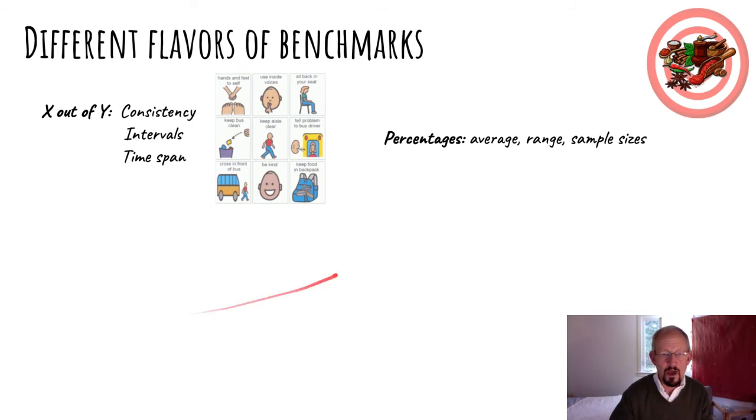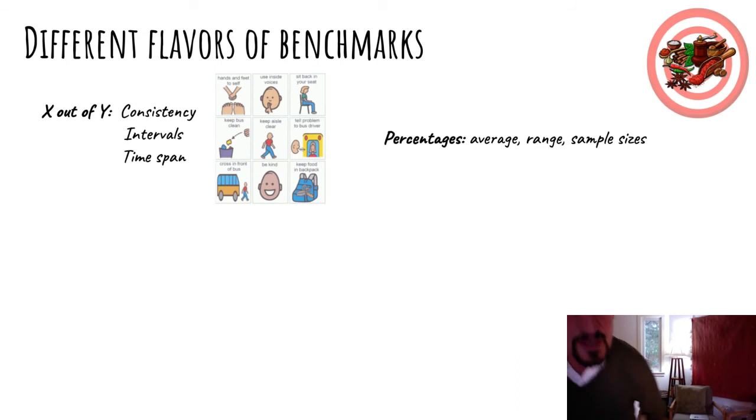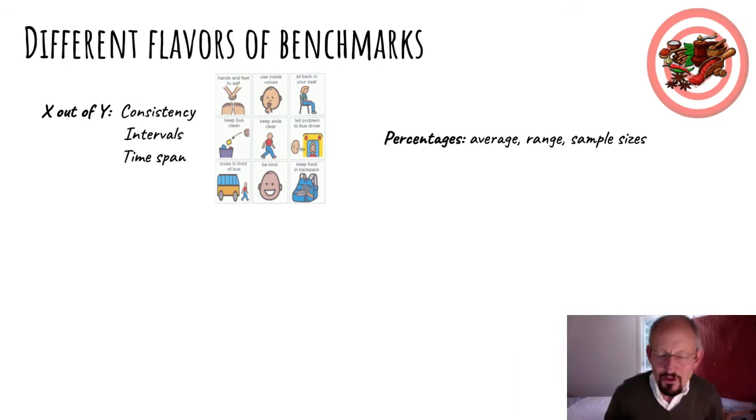Now, another way of thinking about this is thinking about how this is going to work in terms of things like percentages. So a very common benchmark is we say so-and-so will have 80% or more by a certain date.